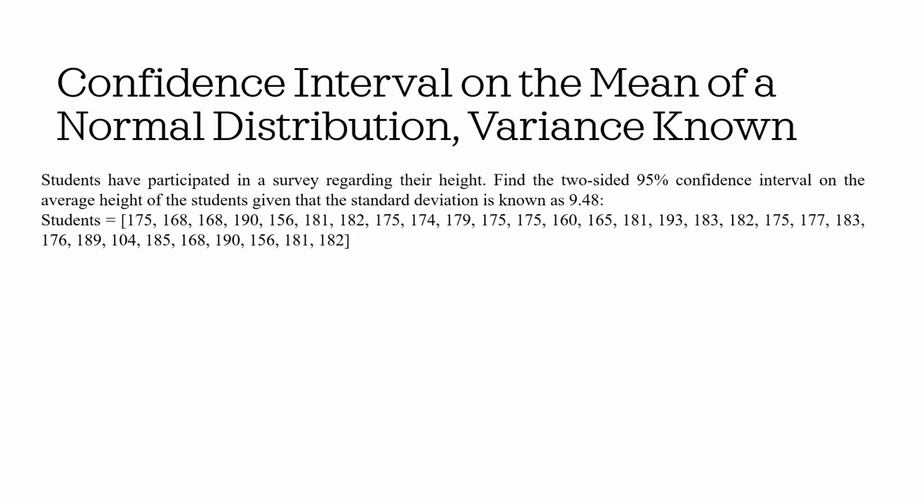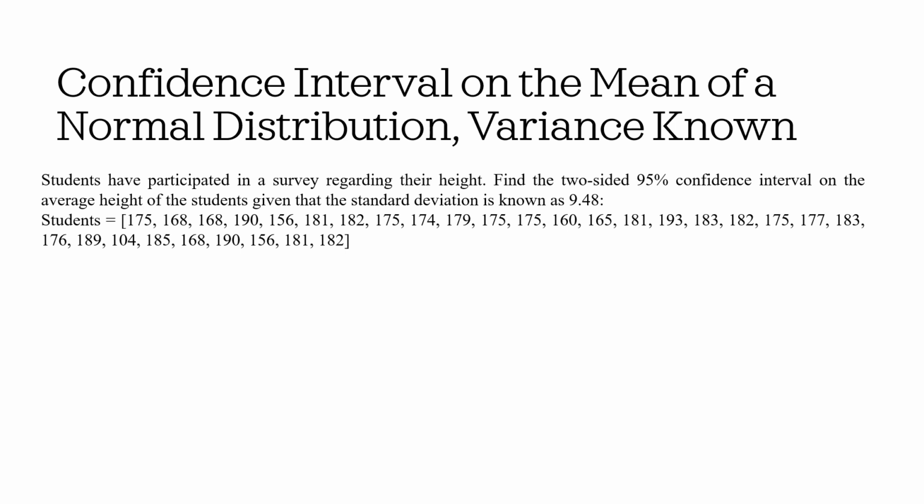Let's go over an example together. Students have participated in a survey regarding their height, and we have access to the sample data. We are asked to find a two-sided 95% confidence interval on the average height of the students, given that the standard deviation is known as 9.48.